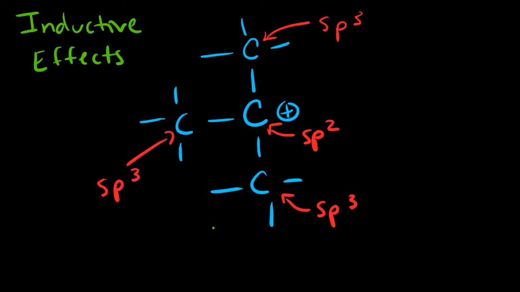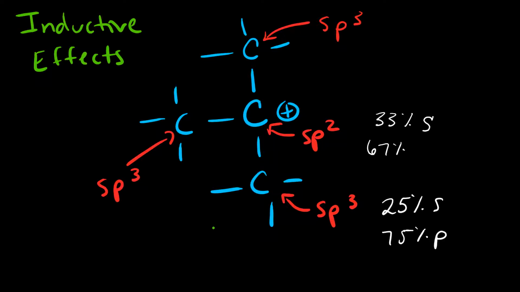There are really 2 reasons why R groups help to stabilize a carbocation. The first of those is an inductive effect. So if you recall, carbocations are sp2 hybridized, and these surrounding R groups are going to have sp3 carbons on them. An sp3 carbon consists of 25% s, 75% p orbital character, while sp2 is about 33% s and 67% p. It's this difference in percent s character that's going to cause a slight inductive effect.